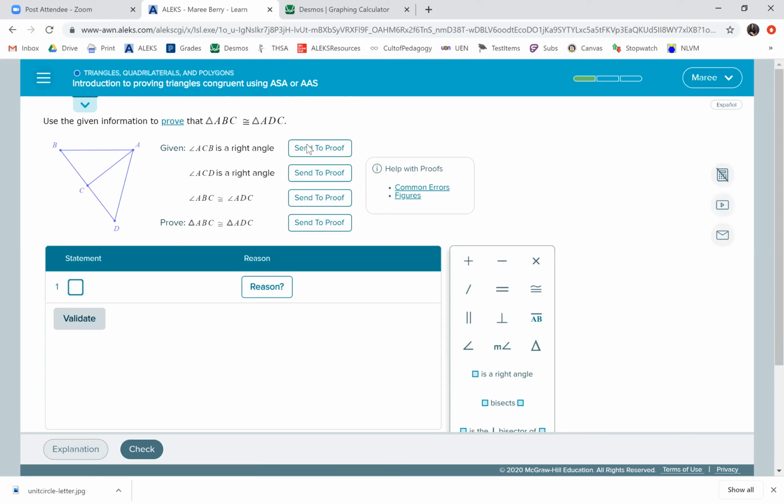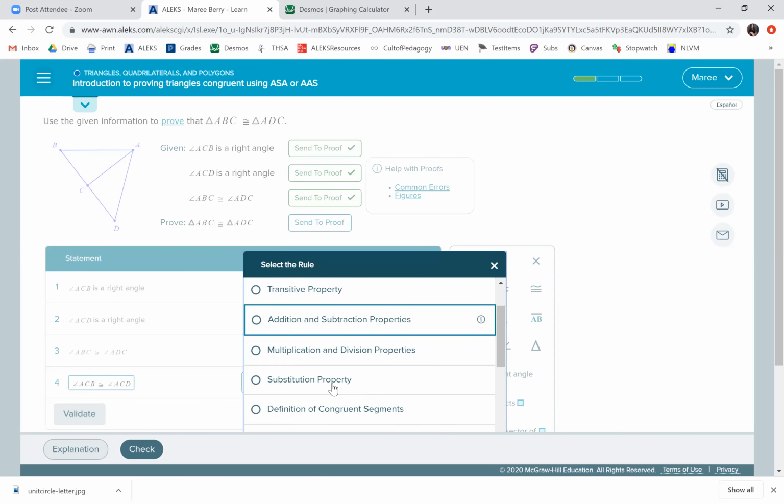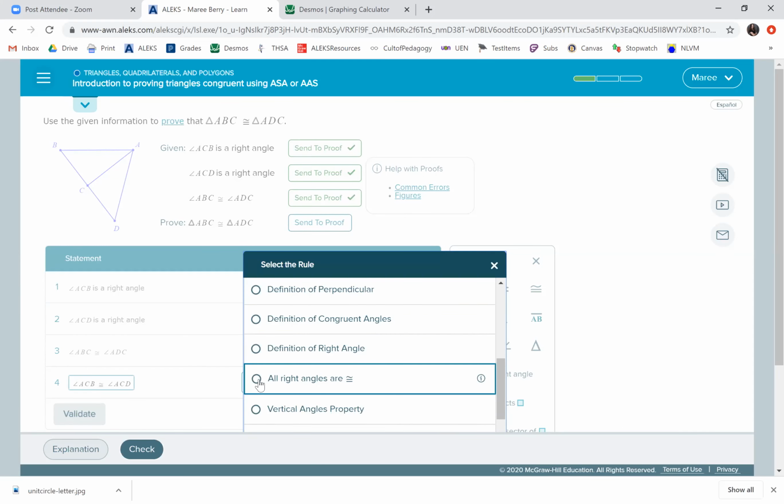Ah, good. So same thing. We're going to do all right angles are congruent. So we're going to have to type in these two angles. Angle ACB is congruent to angle ACD. Man, these touch screens are way better. Okay, so all right angles are congruent.